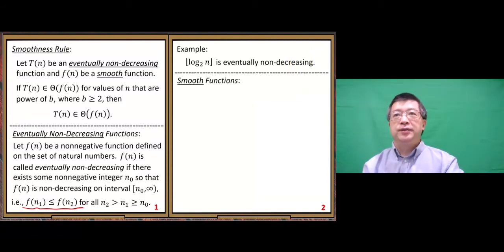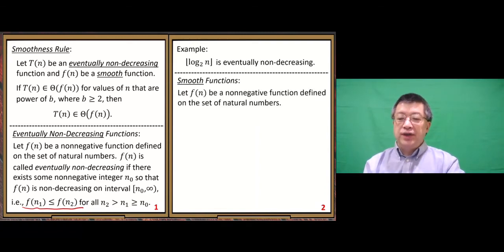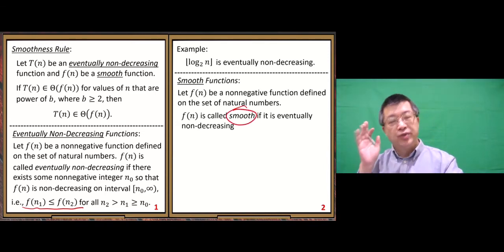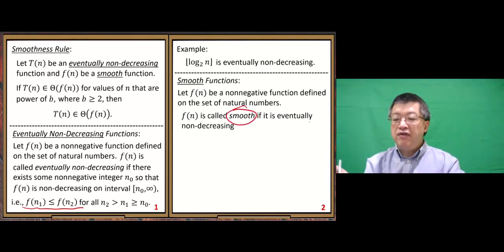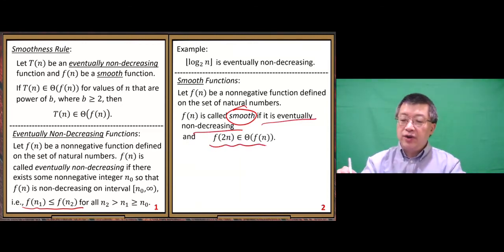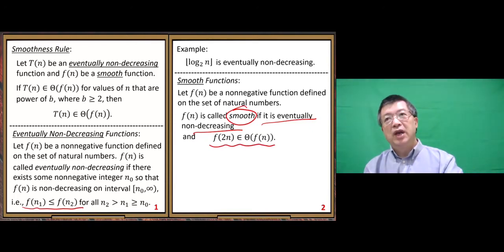Smooth functions. The definition: let f of n be a non-negative function defined on the set of natural numbers, 0, 1, 2, 3. F of n is called smooth, all right, so this word, smooth, if it is eventually non-decreasing. The first part, easy. Second part, this is the critical condition.